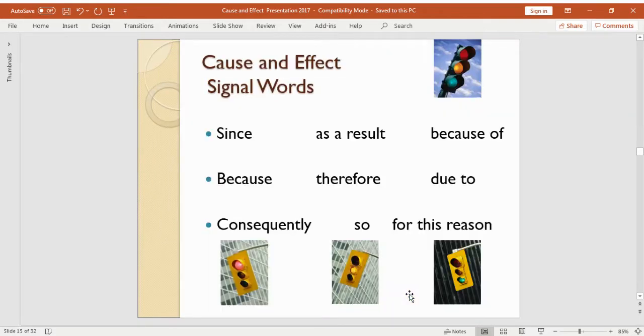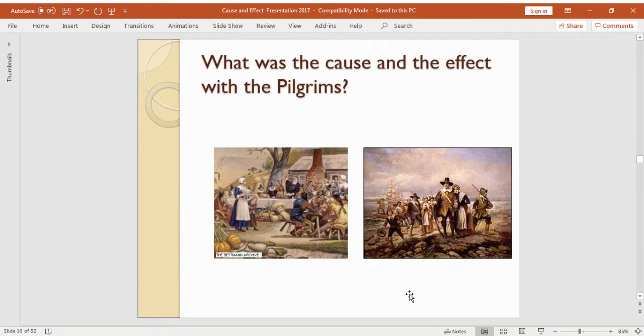Now there are signal words that we are going to review which signal cause and effect. Some of our signal words are since, as a result, because of, because, therefore, due to, so, for this reason. These signal words are to help us with what we are going to be doing. First, we are going to look at these 2 pictures.